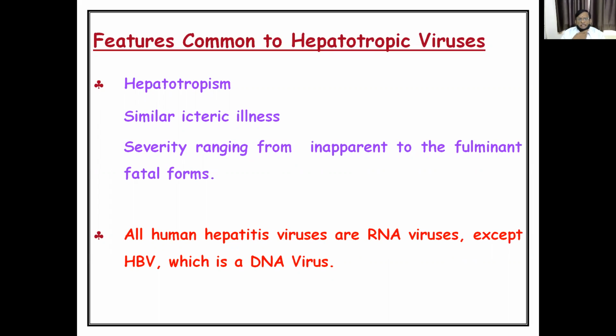What are the common features of these hepatotropic viruses? Hepatotropism, that is, they like liver cells, so they will go to liver cells and attach. Similar icteric illness. Icteric illness is jaundice. Severity ranging from inapparent to fulminant fatal forms. All human hepatitis viruses are RNA viruses except hepatitis B virus, which is a DNA virus. That you have to remember.